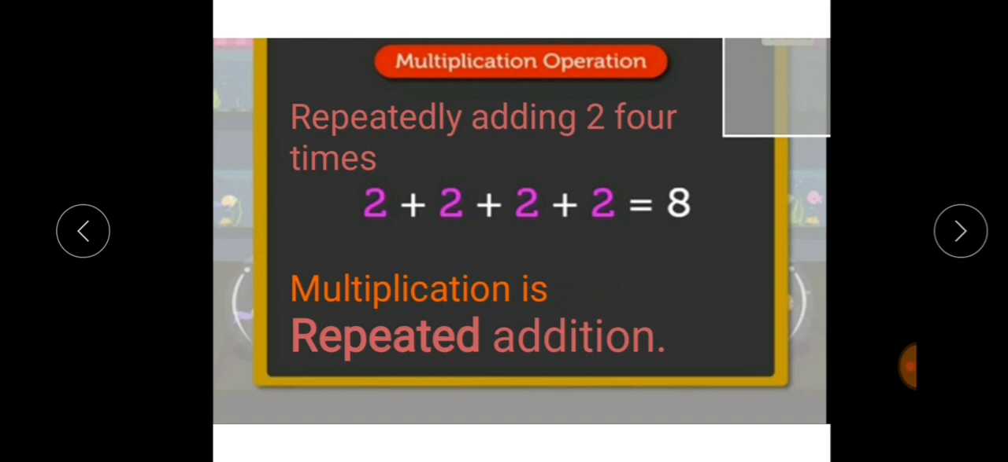In short, we can say multiplication is repeated addition. Okay, children? Multiplication is repeated addition. That means adding a number repeatedly, we call the multiplication operation. It is simple and easy with small numbers like this, but it's very difficult to add a number repeatedly if it is a big number and if it has more times, right? So, how do we make this multiplication operation easier? Let's see.